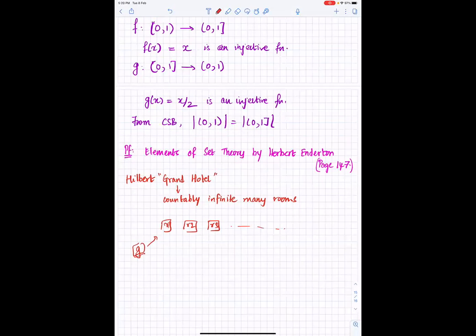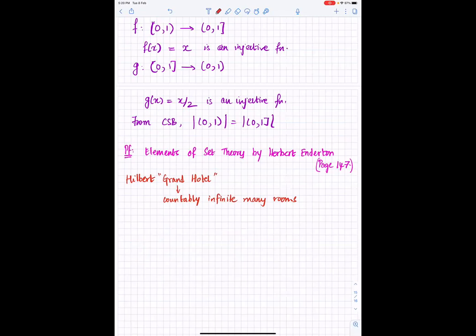This is exactly similar to what we have also seen. We just want to create a bijection between the set of guests and the set of rooms, which is the set of natural numbers, and so on. So most questions that we've seen so far can actually be rephrased in this language. But this language might be more useful here.